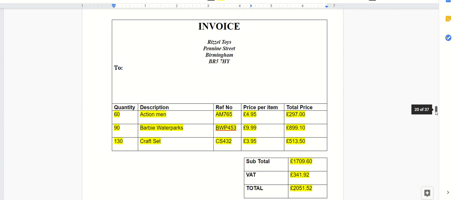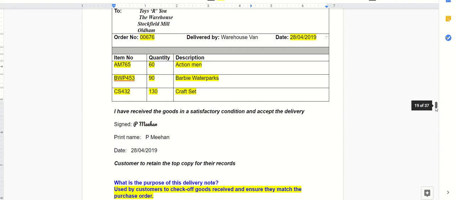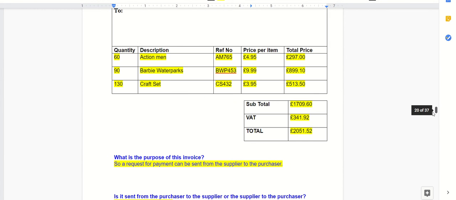And that is, again, almost identical to the purchase order. I mean, a few of the columns are different, but it's literally the same calculations. You've got price per item, quantity, description, reference number from the catalogue. So the total price again is the £4.95 multiplied by 60. We get £297. We get all of that there. And it's pretty much the same calculations as the purchase order.